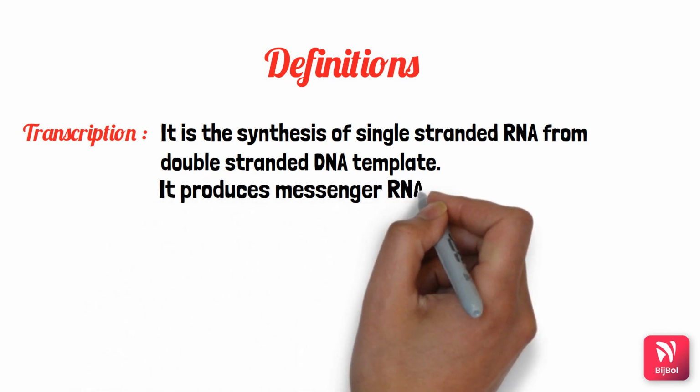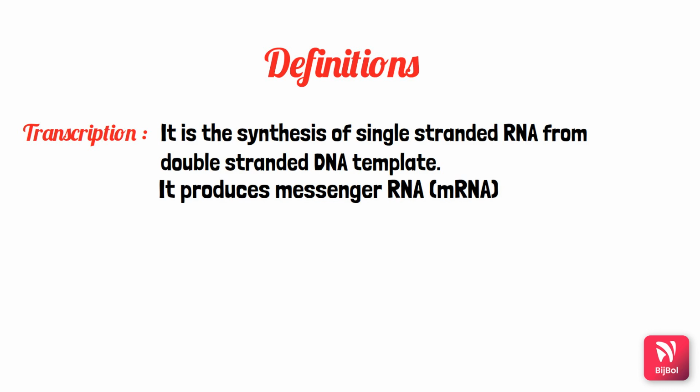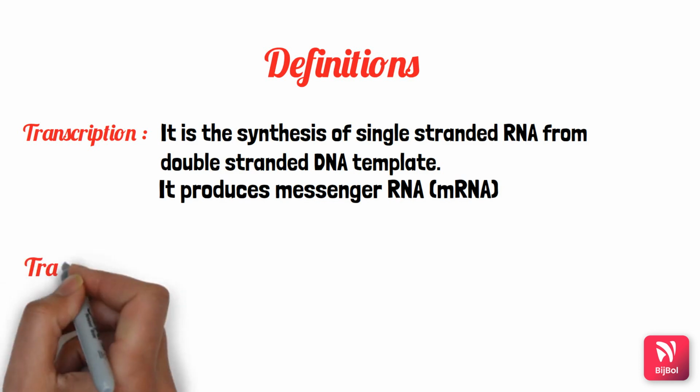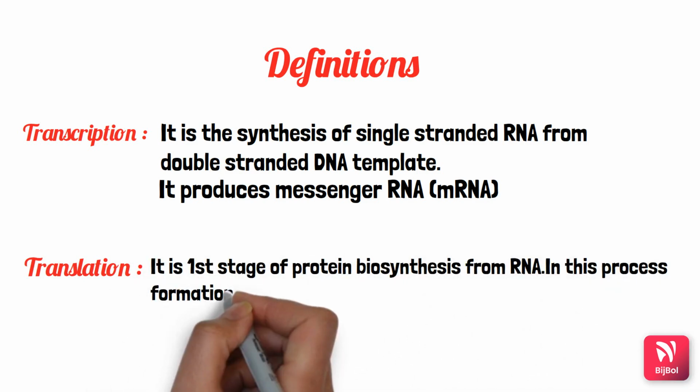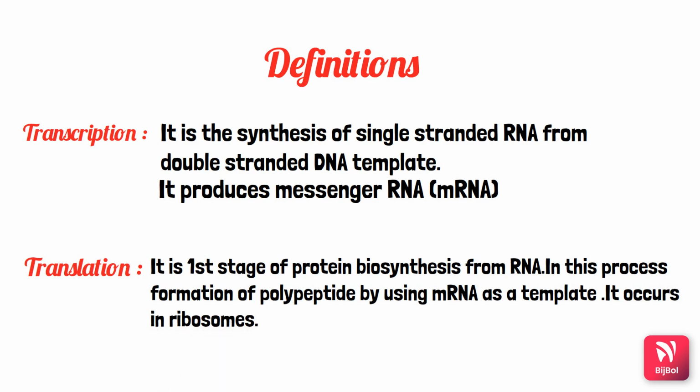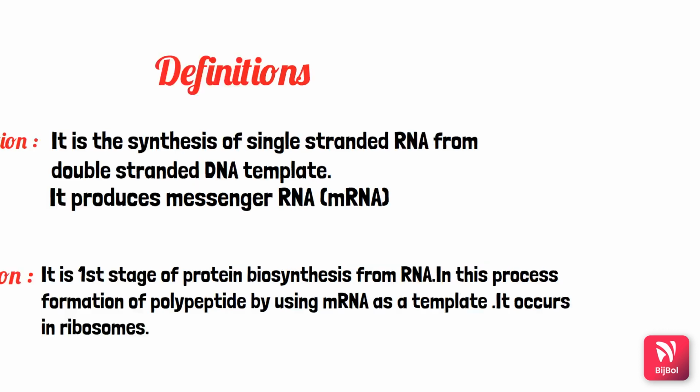So which type of RNA is formed here? It produces messenger RNA called as mRNA. So thus formed RNA undergoes translation now. What is translation here? It is the first stage of protein biosynthesis from the RNA. In this process, formation of the polypeptide by using the mRNA as a template is happening. It occurs in the ribosomes. So through translation, proteins are formed from the RNA.